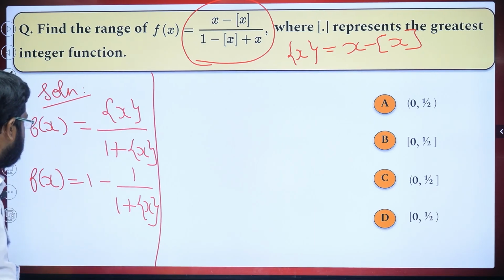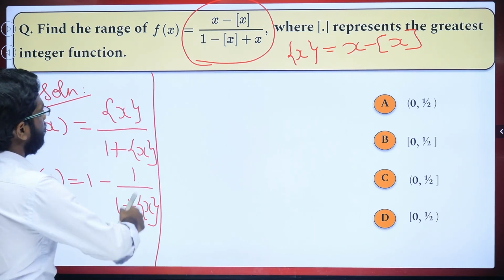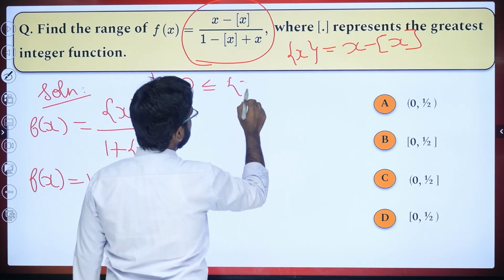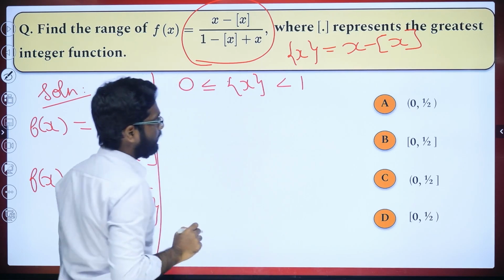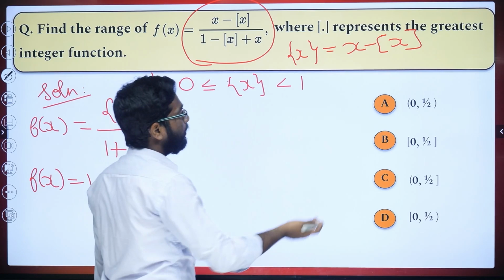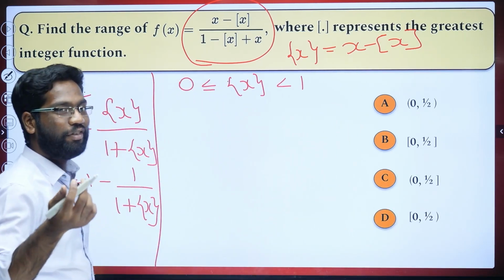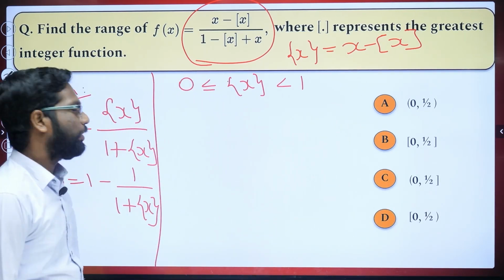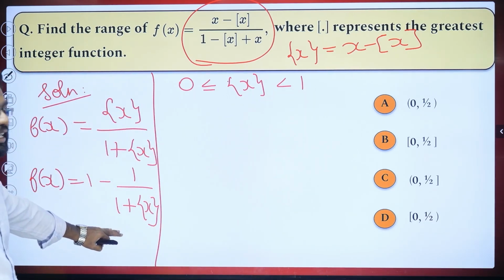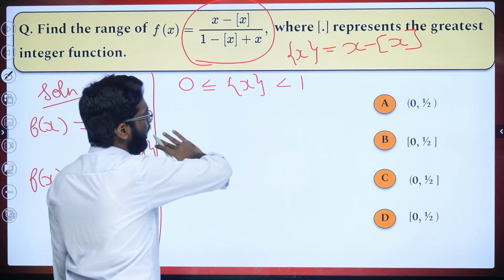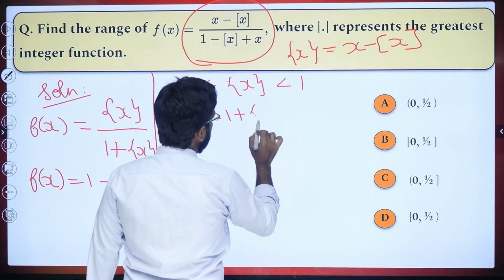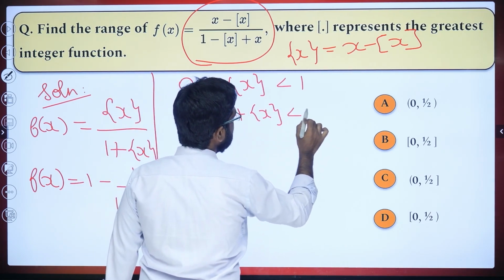Now my dear students, we know the fractional part function is at least 0 and less than 1. This is the fractional part function, because here they said we have to find the range only, so our value is in intervals. Our main motive is to find the interval. Here at the denominator, what is there, my dear students? 1 plus the fractional part. So I am going to add 1 on both sides: 1 less than or equal to 1 plus the fractional part of x less than 2.